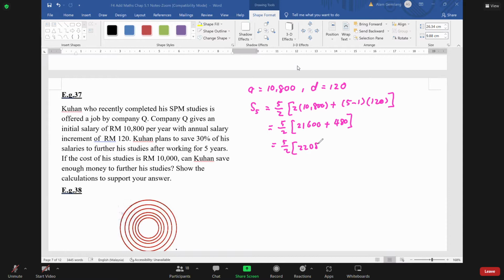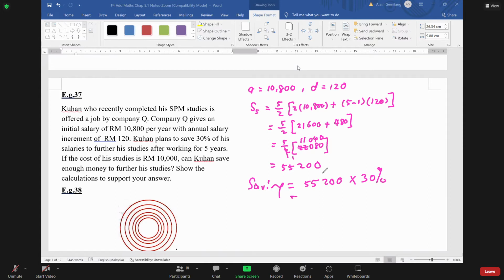So this is 5 over 2 times 22,080, right? So divide by 2, 1104, right? So it's 55,200 ringgit. So this is the total salary you will get for the 5 years. Okay. So now every year he saves 30%. So saving is 55,200 times 30%.